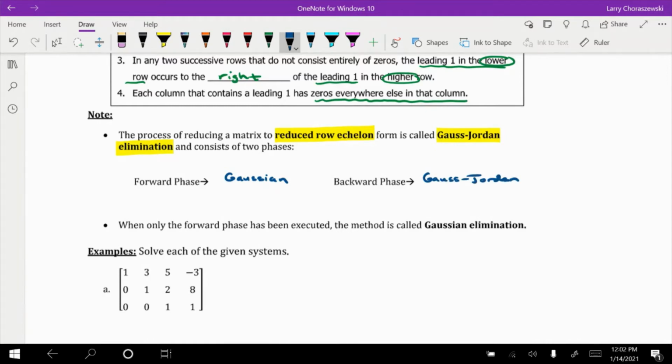What do I mean by that? When we do Gaussian elimination, we get the leading ones with zeros underneath, but the numbers above the leading ones don't necessarily have to be 0. We come across this form of a matrix when we're putting things into reduced row echelon format. Once we get the zeros underneath the leading ones, we then begin the backward phase, which is Gauss-Jordan elimination. Once you've done Gauss-Jordan elimination, you have the zeros above the leading ones.